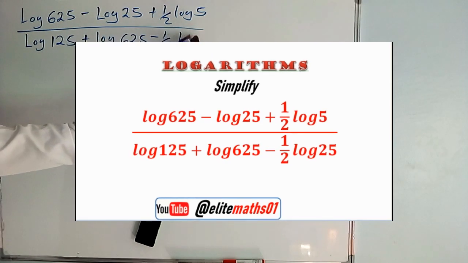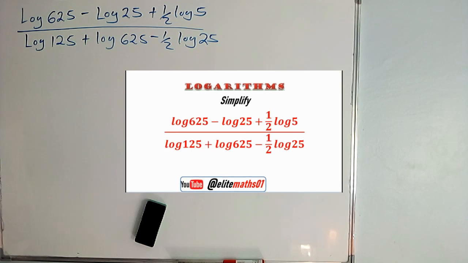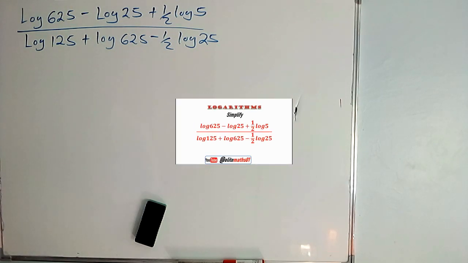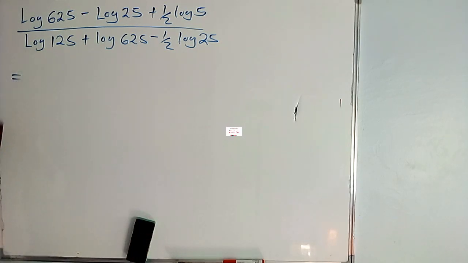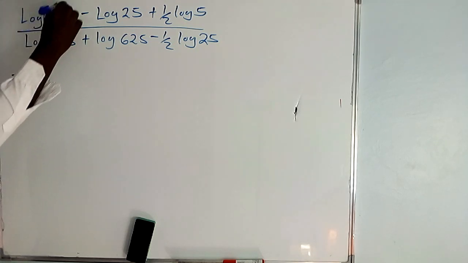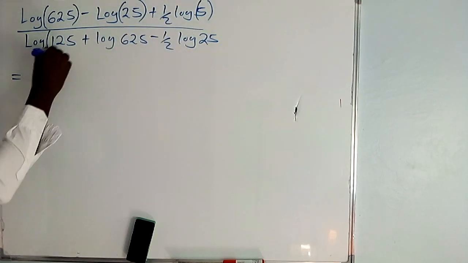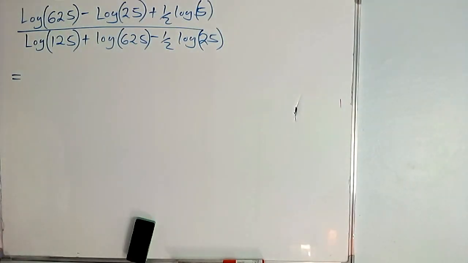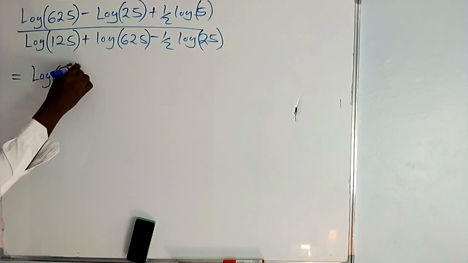That is a problem on indices and logarithms, isn't it? Now, to simplify a logarithmic expression, the first thing you do is to factorize. So you bracket what you want to factorize: 625, 25, 5, 125, 625, 25. So start factorizing. So we have log 625 is 5 raised to power 4.